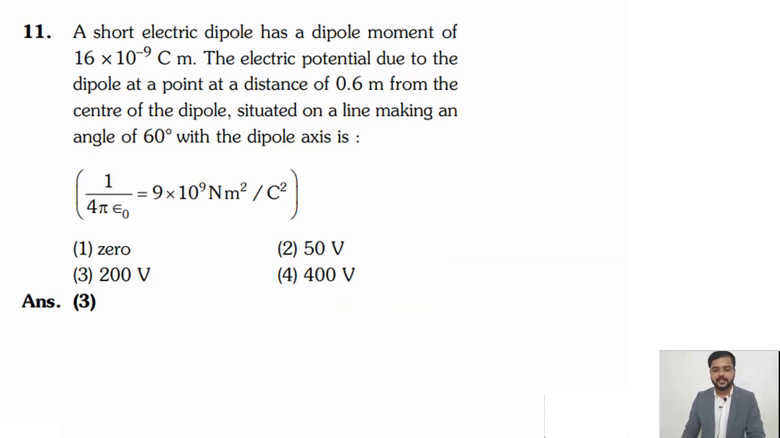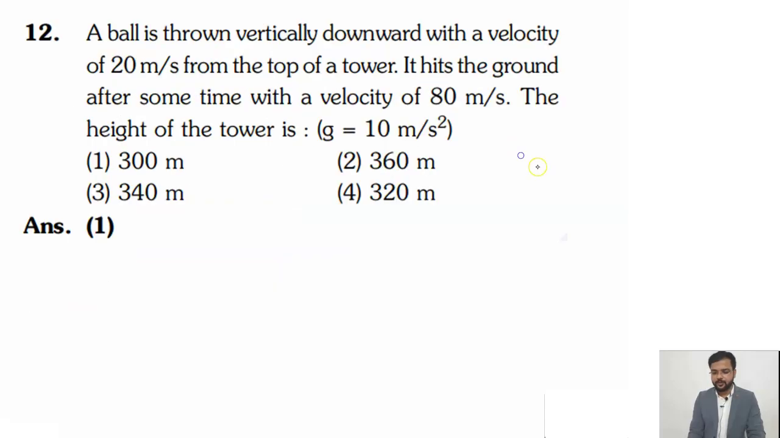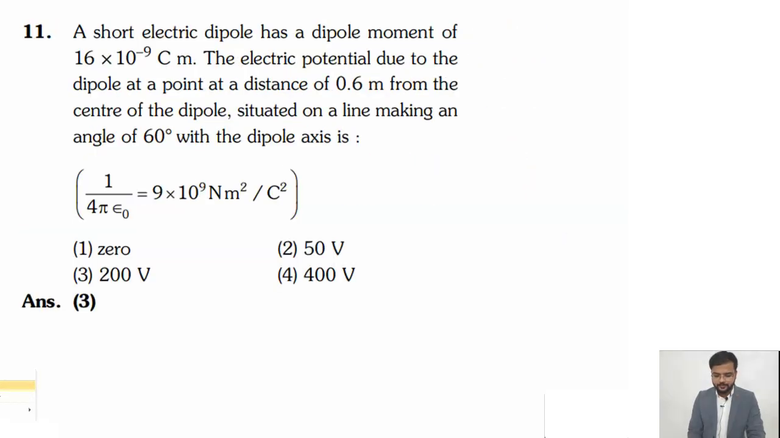What is the next question asking? A short electric dipole has a dipole moment of 16 into 10 raised to minus 9 coulomb meter. The electric potential due to the dipole at a point at a distance of 0.6 meter. Distance is given here and dipole moment is also given. The center of the dipole is situated on a line making an angle of 60 degrees. Okay, theta is also given.